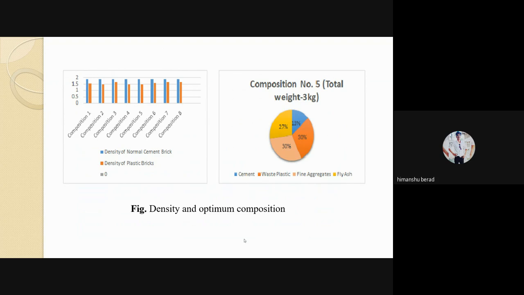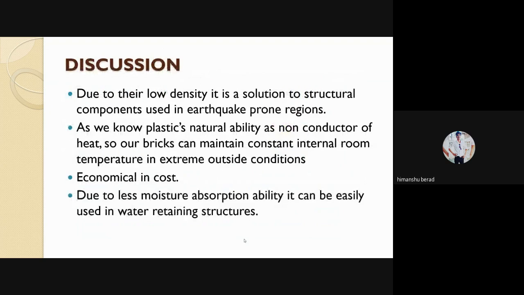So after these results, we came to know that our project has various benefits. Due to their low density, it is a solution for structural components used in earthquake-prone regions. Since it has low density, it can reduce the dead weight of the structure, which is very efficient in these earthquake-prone regions. Also, we all know that plastic has a natural ability as a non-conductor of heat. So our bricks can maintain a constant internal room temperature even in extreme outside conditions, such as extremely chilled and cold conditions. So it is very beneficial in army boot camp conditions.